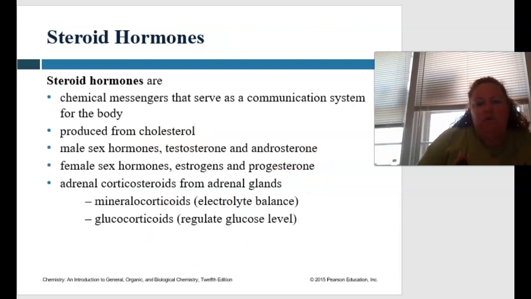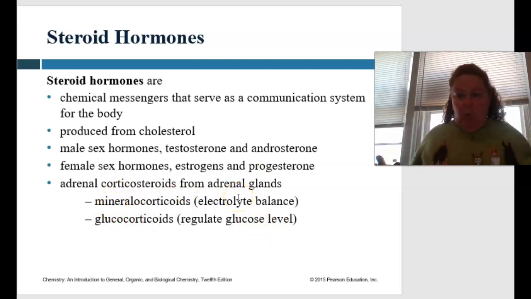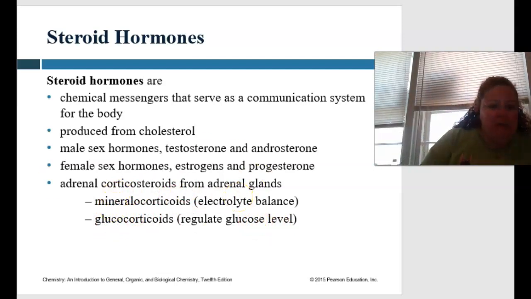So steroid hormones, these guys are chemical messengers that serve as a communication system for the body, and they're produced from cholesterol. They include male sex hormones like testosterone and androsterone, and female sex hormones such as estrogens and progesterone. We also have adrenal corticosteroids from the adrenal glands, like mineralocorticoids, which are involved in electrolyte balance, as well as glucocorticoids, which regulate glucose levels. So again, look for those root words. Gluco, we talked about, is a single 6-carbon sugar. Mineral, think of mineral waters, right? Those are the ones that are going to have your electrolytes.